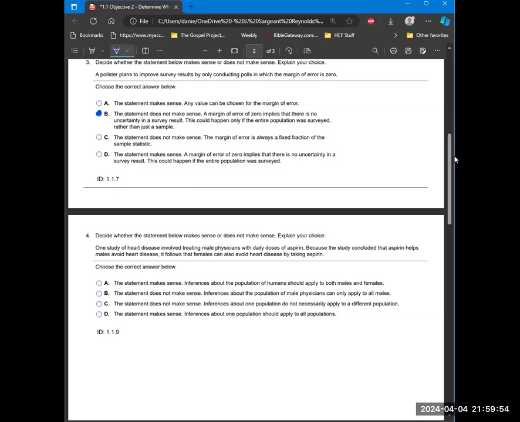Inferences about one population do not necessarily apply to different populations. So that's C. Just because the study was only representative of male patients, then it can't speak to the benefits or risks to female patients.